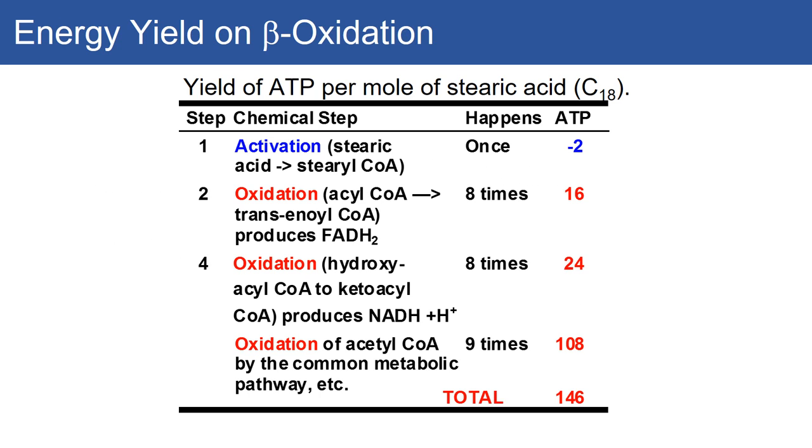For the energy yield, on the first step of activation, we end up with a -2. When we go into oxidation, we get 8 times, so we get 16 ATP out of that. Oxidation of a hydroxyacyl-CoA to a keto acyl-CoA produces NADH plus a proton. That gives you 24 ATP, and oxidation of acetyl-CoA by the common metabolic pathway, it happens 9 times, gives you 108. So the total is 146 ATP molecules for a C18 fatty acid. You'll want to know this.